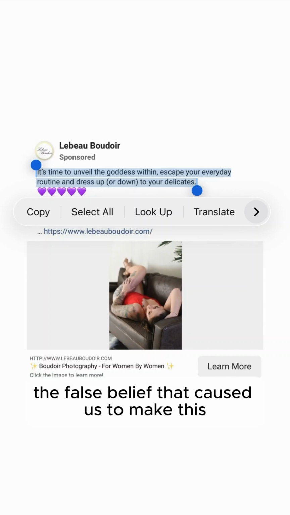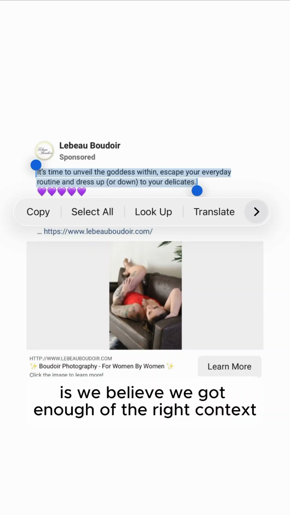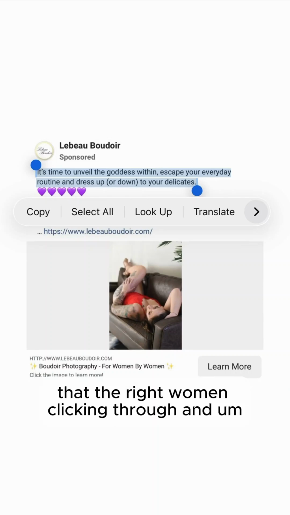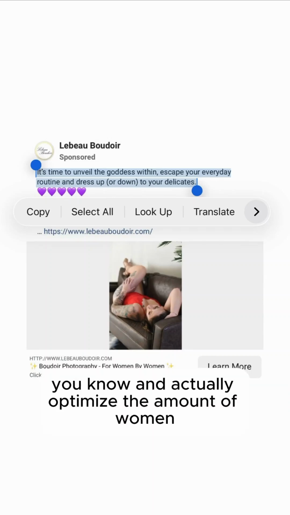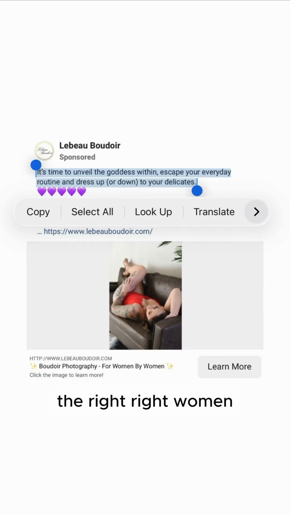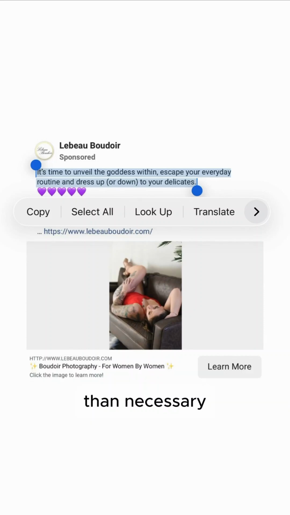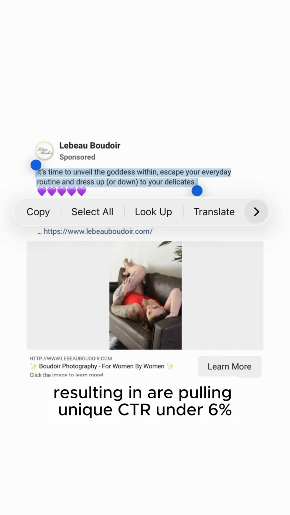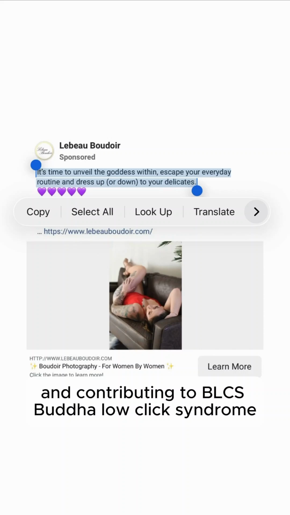So the false belief that caused us to make this lack of context mistake is we believe we got enough of the right context that the right women clicking through and actually optimize the amount of women clicking into our ad, clicking somewhere on our ad, the right women. So the consequence of this is way more women scrolling by our Boudoir Facebook ad than necessary, pulling unique CTRL under 6% and contributing to BLCS, Boudoir low click syndrome.